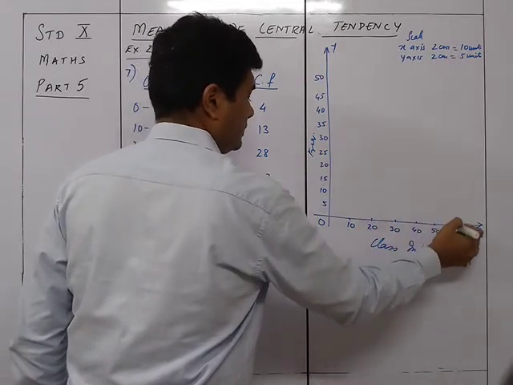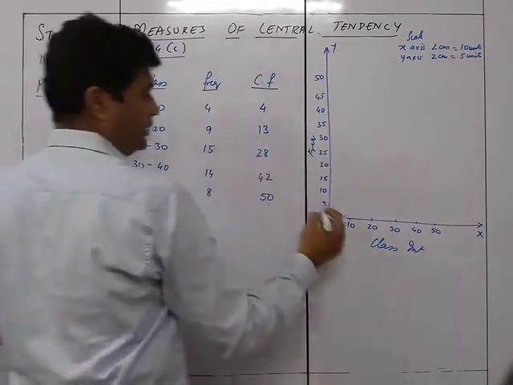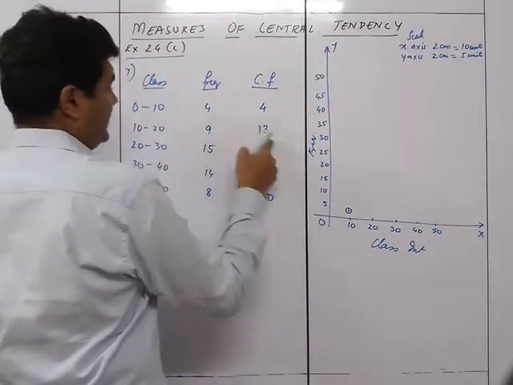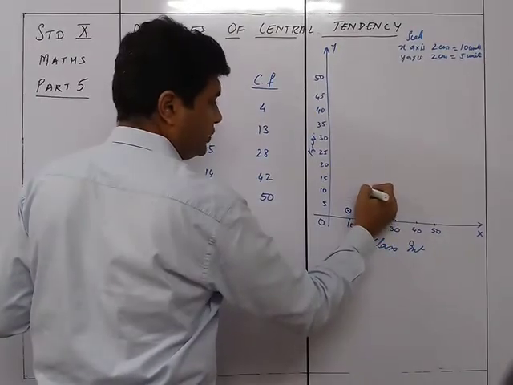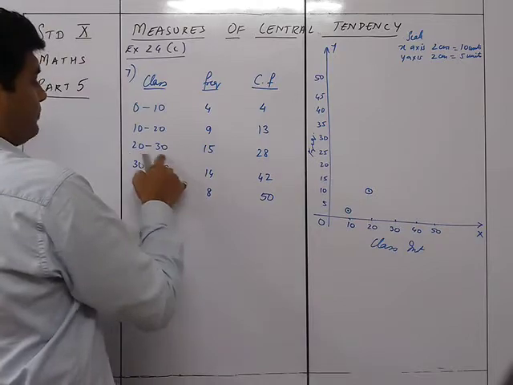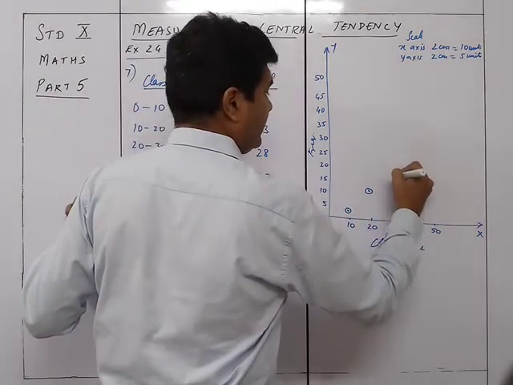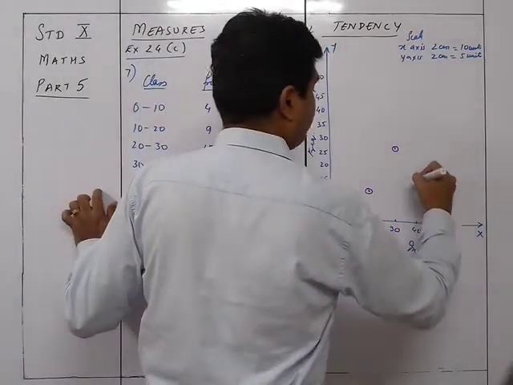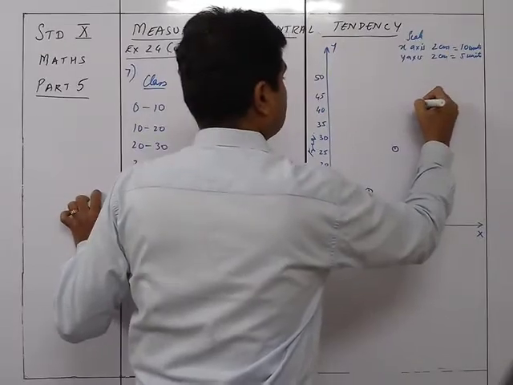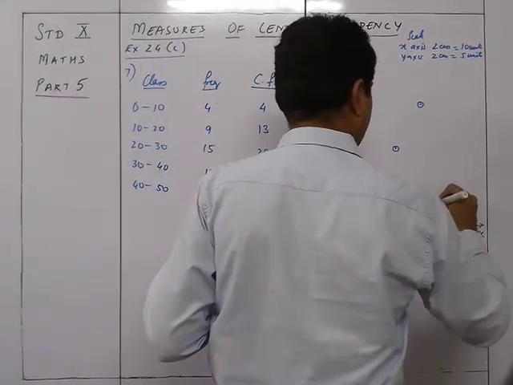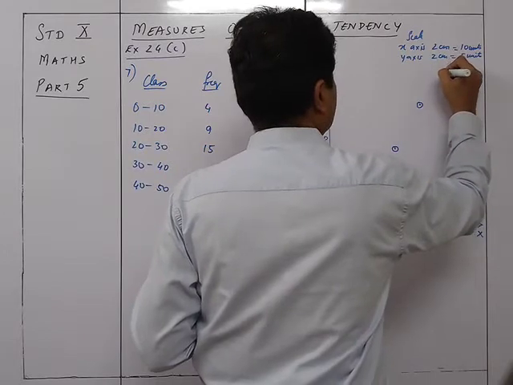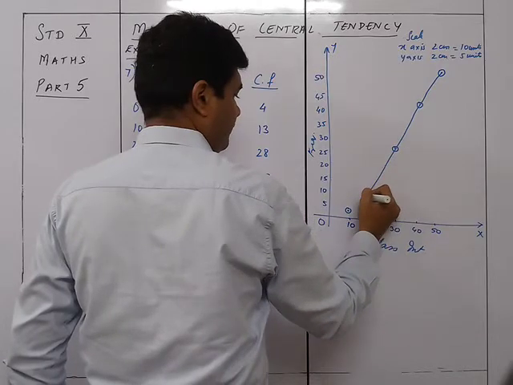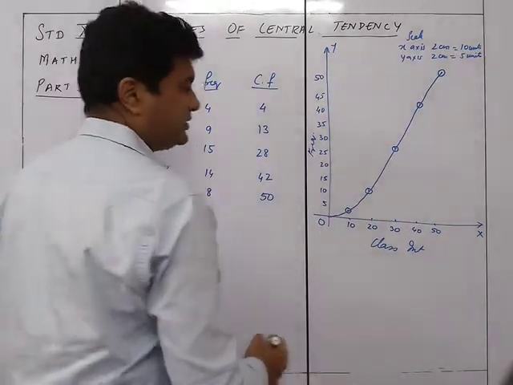So first, 10 ka 4. 10 ka 4 means somewhere just below 5. 20 ka 13 is going to be between 10 and 15. 30 ka 28 will be below 30. 40 ka 42 will be about this point. 50 ka 50, 50 ka 50. So this is the required ogive, right? This is the required ogive.